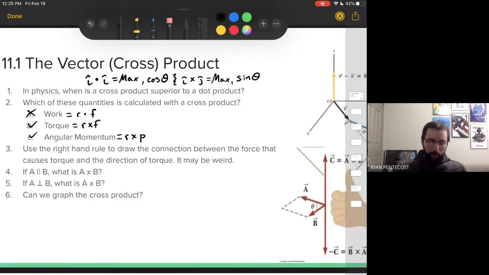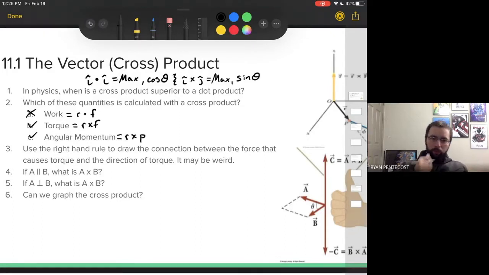Now, we've talked about the right-hand rule before. Use the right-hand rule to draw the connection between the force that causes torque and the direction of torque. It may be weird, so the right-hand rule is important here.